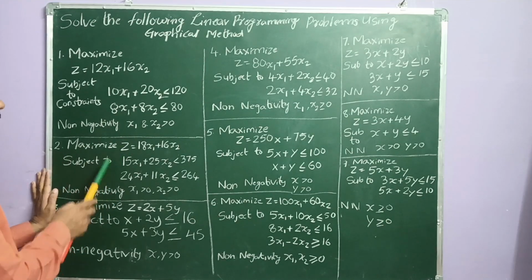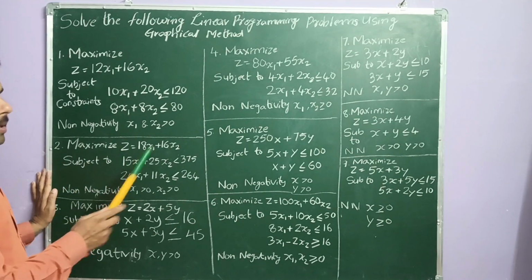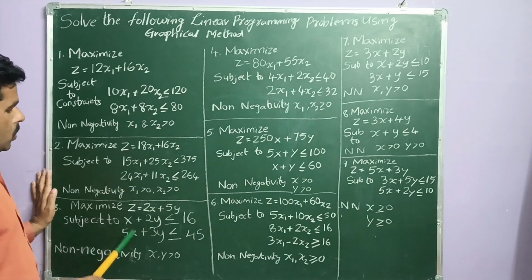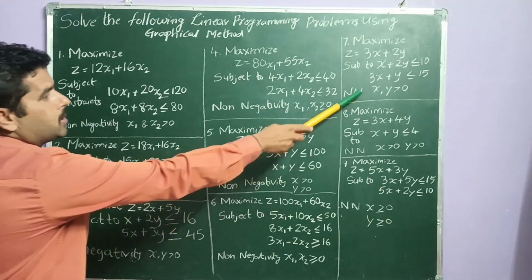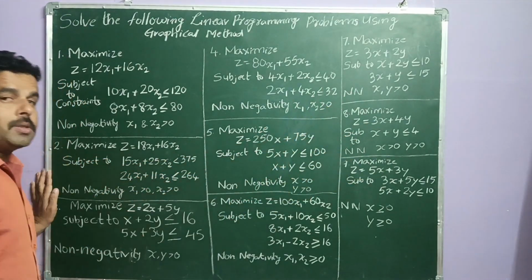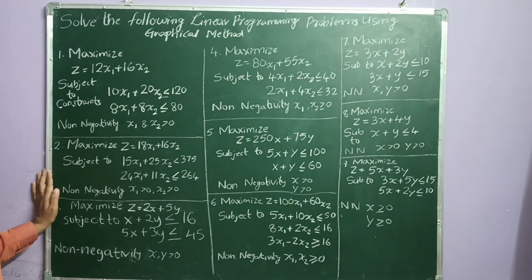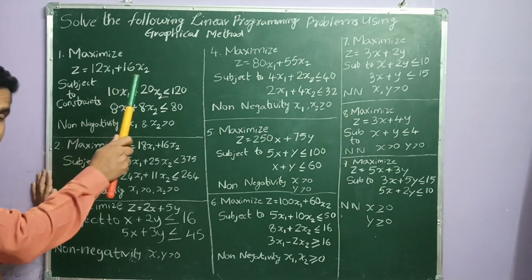See the second problem. How many problems are there? Once again, 1, 2, 3, 4, 5, 6, 7, 8. 8 problems are there. My dear students, practice these 8 problems. Then you are going to become a master in this topic.